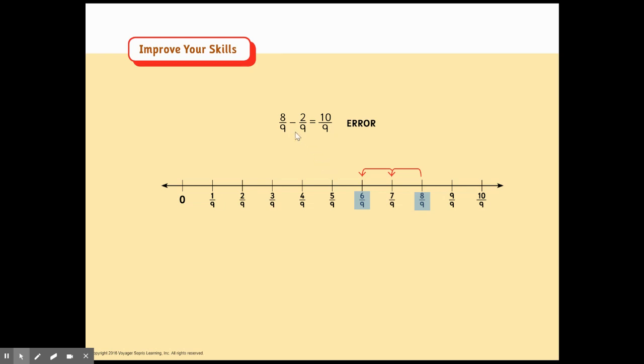This problem involves, again, subtraction, and both fractions are proper fractions, but the answer is an improper fraction. Clearly, 2/9 was added to 8/9 instead of being subtracted. The number line shows the correct answer for this problem, which is 6/9.